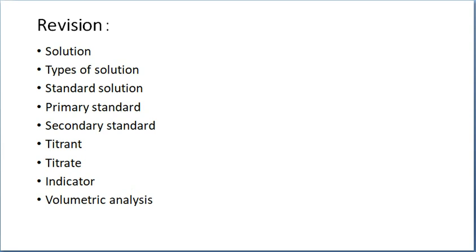Before going to today's class, let me revise the last two classes' topics. First, we have seen what is meant by a solution. A solution is a homogeneous mixture of two components, solute and solvent. The one which is present as the major component is known as solvent, and the one which is present as the minor component is known as solute.